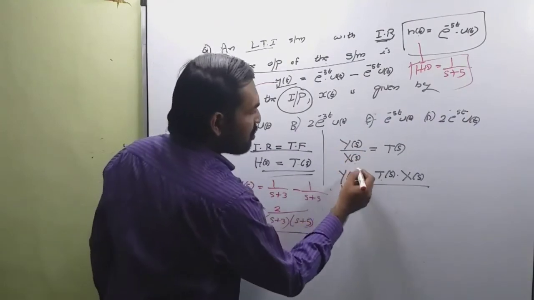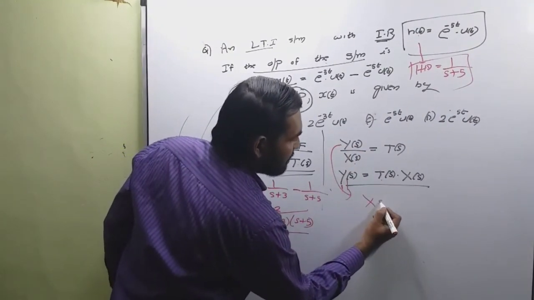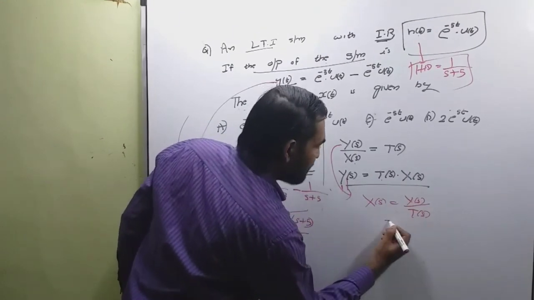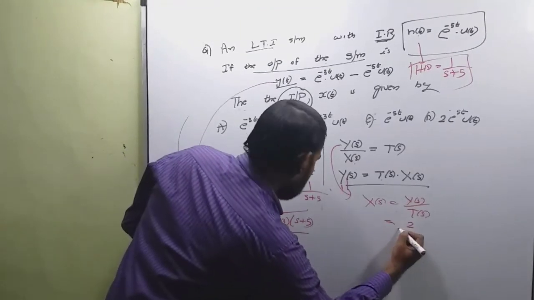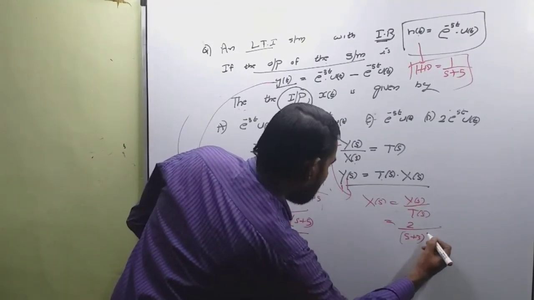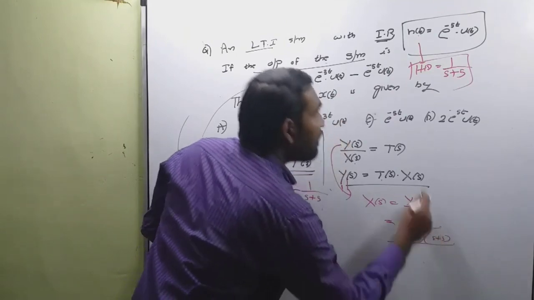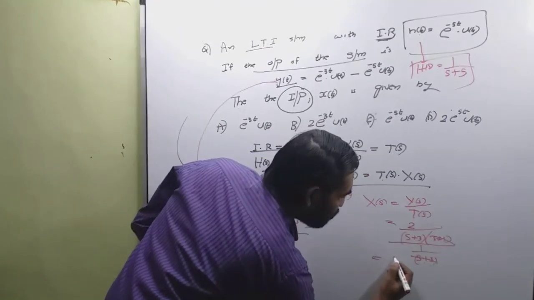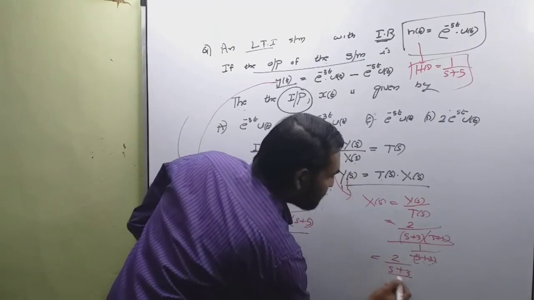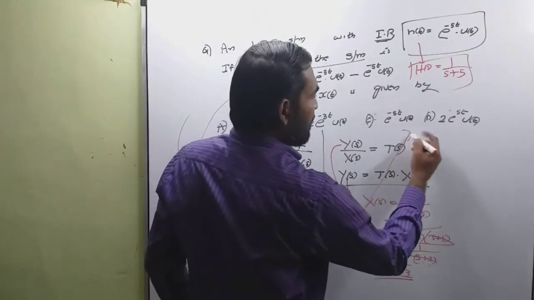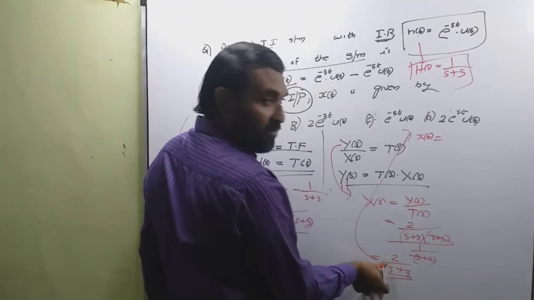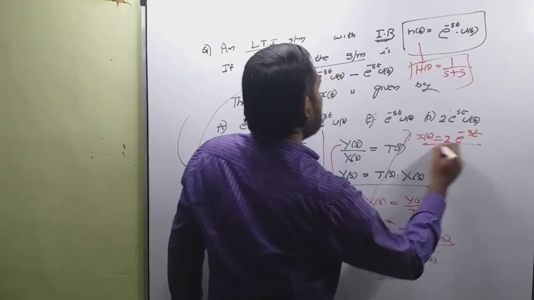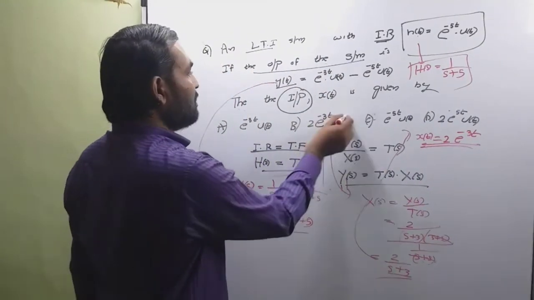Right. Then from this expression, X of s is equal to Y of s divided by T of s. That is equal to, here Y of s is 2 by s plus 3 into s plus 5, divided by 1 by s plus 5. This gets cancelled. So this is equal to 2 by s plus 3. Therefore, the input x of t is equal to L inverse of 2 by s plus 3. That is equal to 2 times e raised to minus 3t. So, B is the answer.